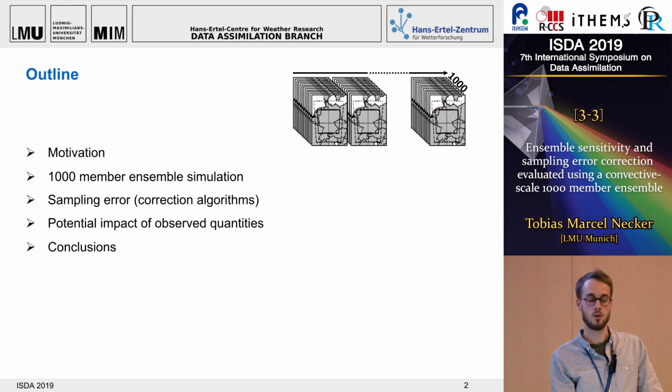My talk is outlined as follows. I will start with a short motivation, then talk about the setup of the 1,000-member ensemble simulation. We'll explain how the sampling error correction works and how we evaluate it. And at the end, I will also address the potential impact of observed quantities, because we want to use the 1,000-member ensemble correlations as a proxy for the potential impact. So that's why I ended up in this session. And then I will conclude.